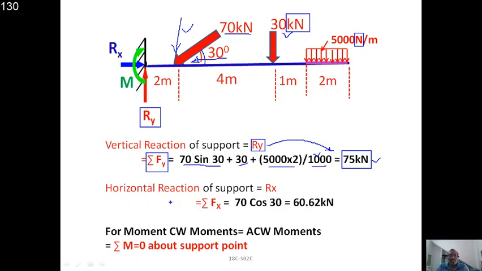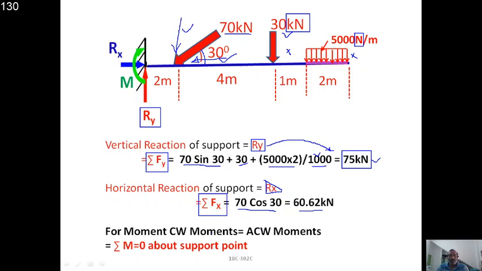Similarly, for the horizontal reaction, Rx, sigma Fx equal to 0. Due to this, there is no horizontal reaction, but with this one we have the horizontal action. Therefore, 70 into cos 30 is the horizontal action, which is equivalent to 60.62 kilonewtons. So that should be equivalent to the Rx only, right?